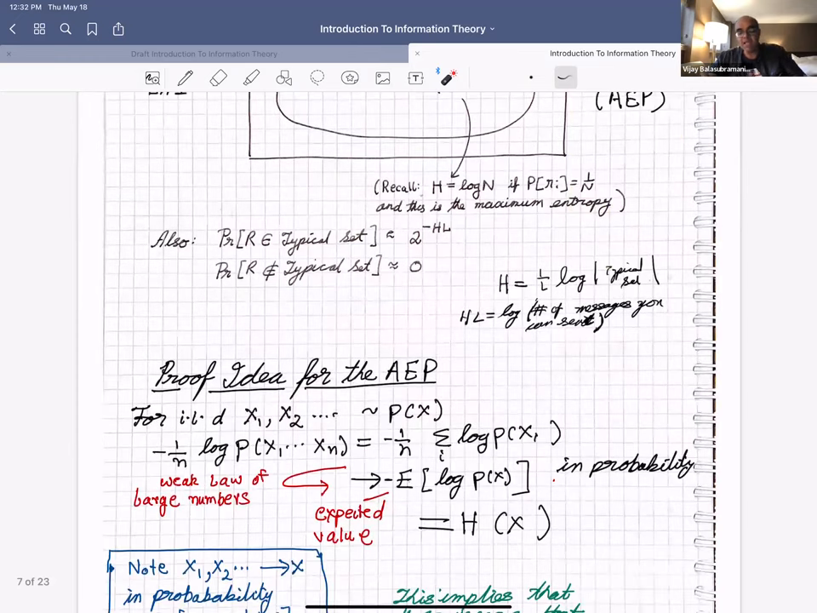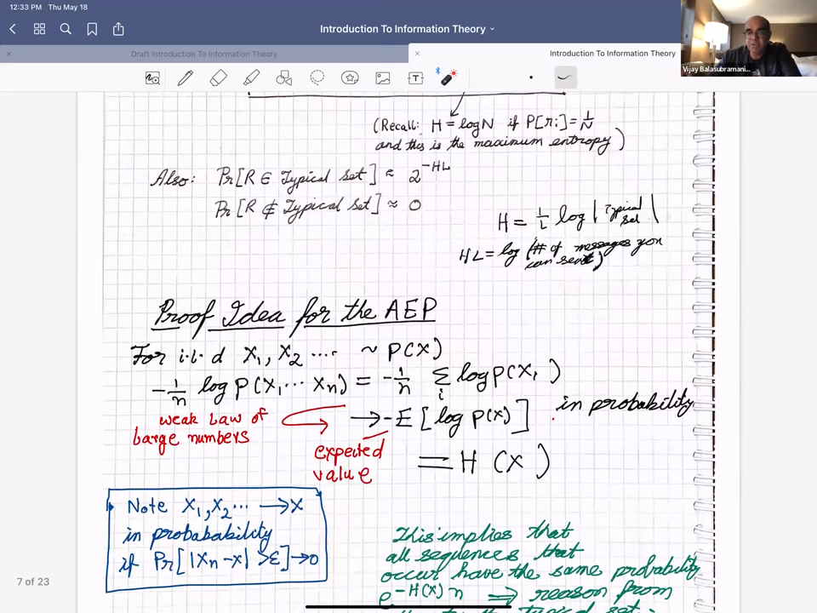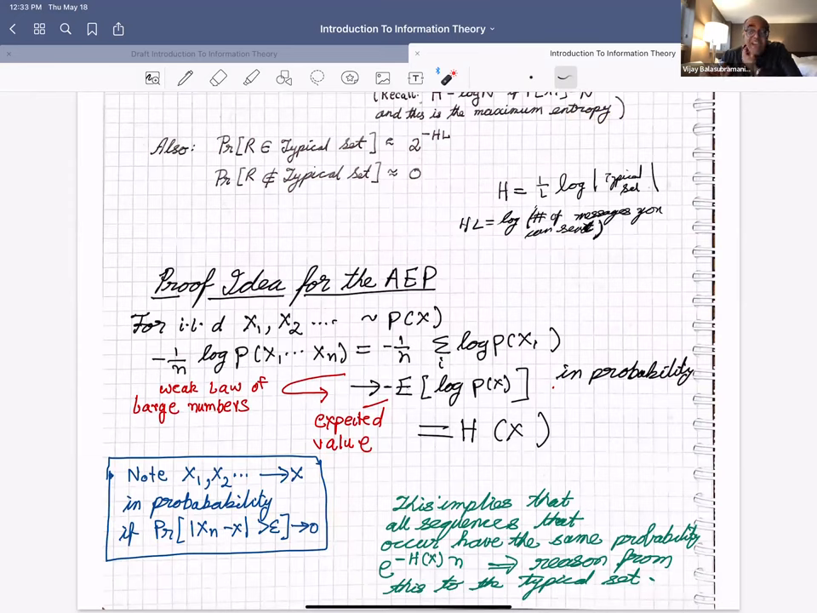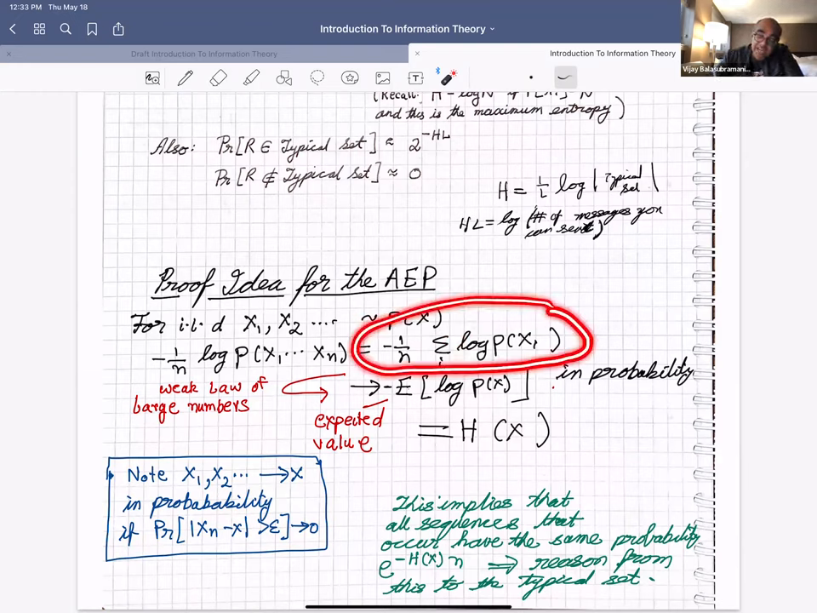The screen will move up in a bit. Imagine you pick x1, x2, x3, a sequence like that, IID, independent, identically distributed. For the moment, we're ignoring correlations. Then here's a fact of life. Consider minus 1 over n, where I'm drawing n such variables, times the logarithm of the joint probability distribution. Because it's IID, I can write this as a sum over the individual draws of the log of the probability of xi, the symbol on the ith draw. By the weak law of large numbers, this object converges in probability to minus the expectation value of log P of X. But that's precisely the entropy. So the log of the probability of a long string divided by n converges to the entropy.